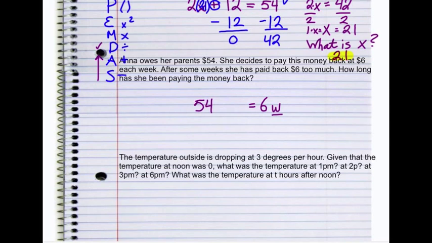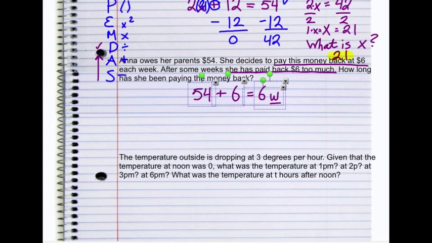Except there's a trick in this problem. It says at some point she's paid back $6 too much. So not just the $54, but $6 in addition to that. So now I can solve my problem, which says how long has she been paying the money back? So what it wants to know is the number of weeks, right?